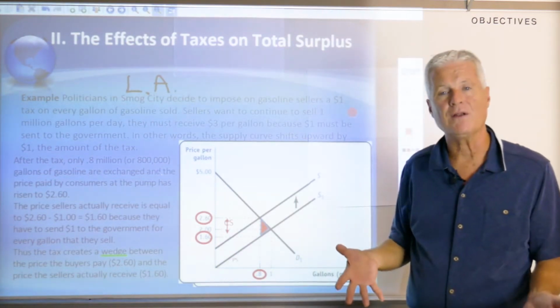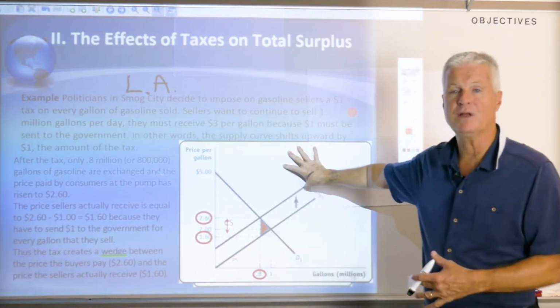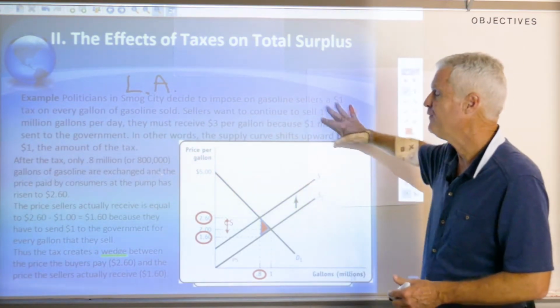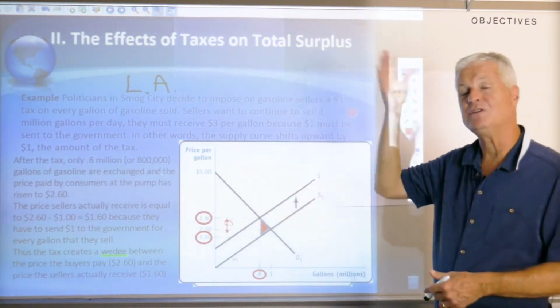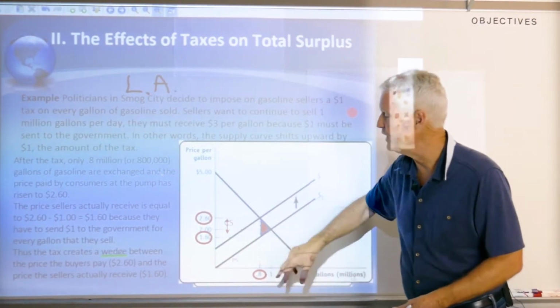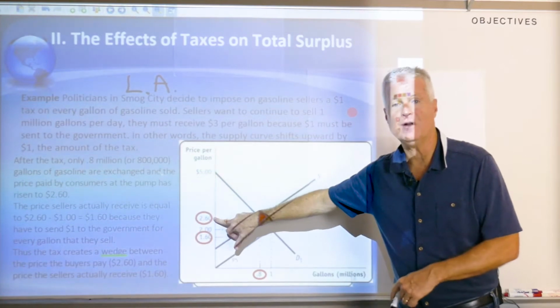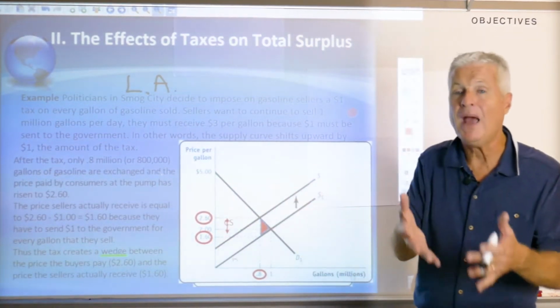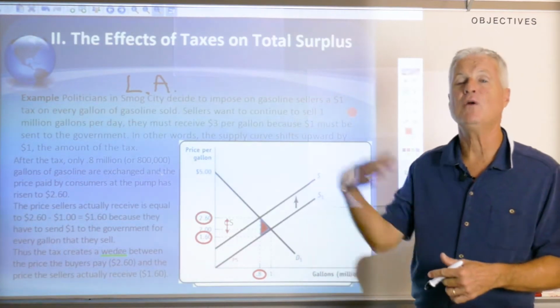Who's going to pay the dollar? Okay, well, this is a really important concept in microeconomics. Well, if the dollar was going to all be paid by the consumers, they'd be charged 3. But that's not how it works out. In this situation, the new price is $2.60. Well, if you give the gas station $2.60 and they have to pay $1, then they only get $1.60.